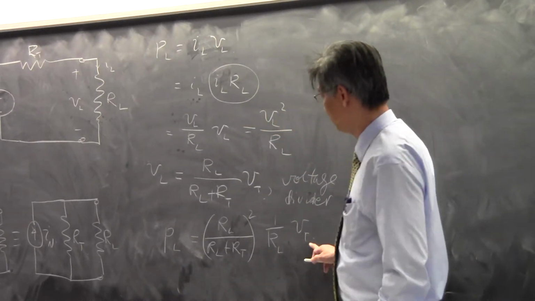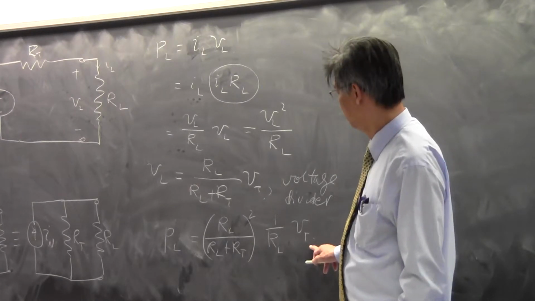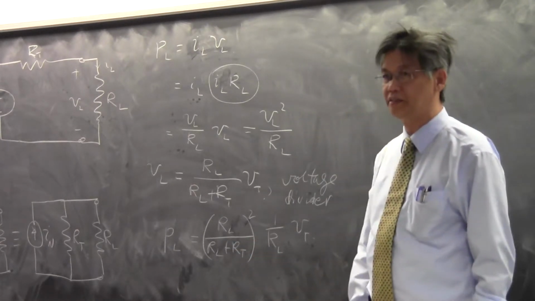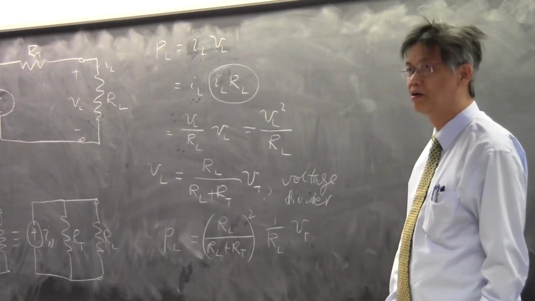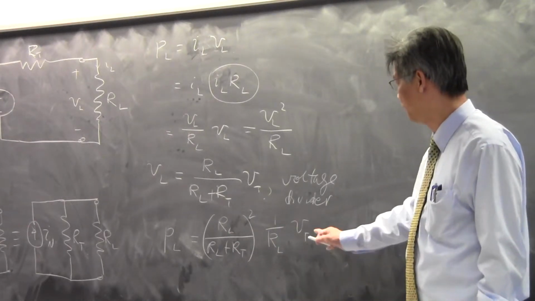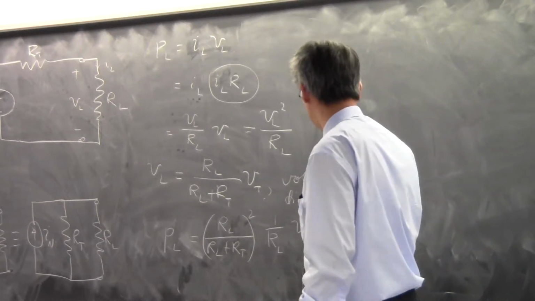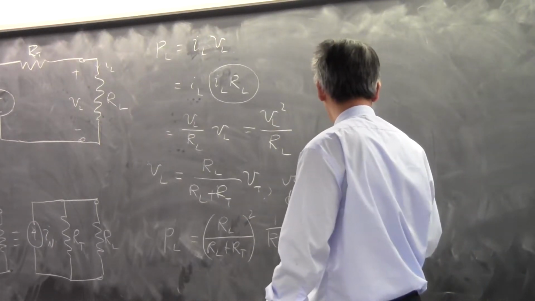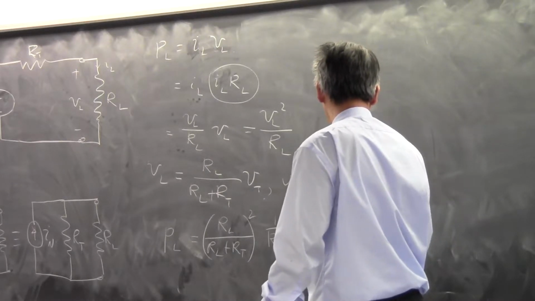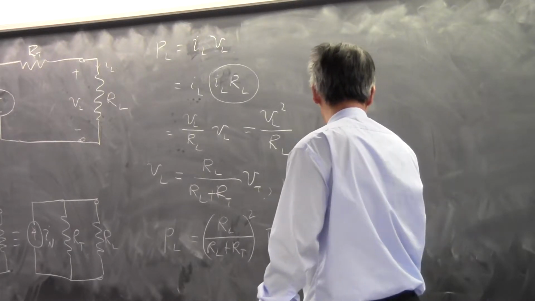So this I cannot change in this formula. R Thevenin I cannot change because it's not available to me. I can only change R load in order to maximize this. I can do a little bit of simplification. This R load and R load square will cancel. So I have this in my simplified formula.